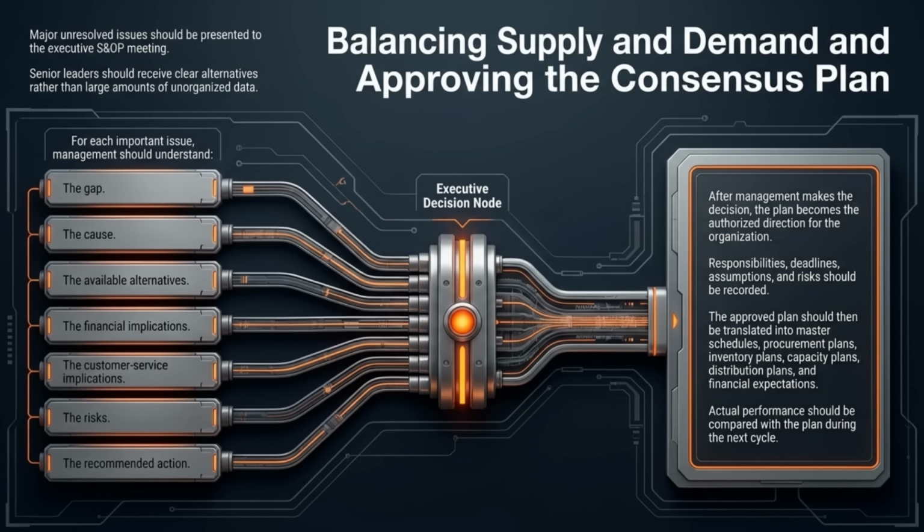After management makes a decision, the plan becomes the authorized direction for the organization. Responsibilities, deadlines, assumptions, and risks should be recorded. The approved plan should then be translated into master schedules, procurement plans, inventory plans, capacity plans, distribution plans, and financial expectations. Actual performance should be compared with the plan during the next cycle.